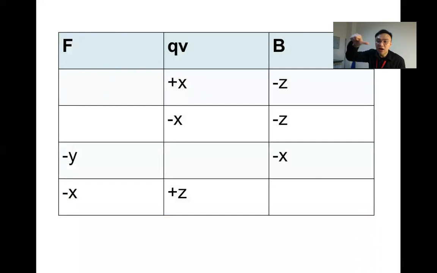So the thumb is going to be the qv. Again, the thumb is going to be the charge. The index finger is going to be the magnetic field, and F will be the magnetic force. Again, they are perpendicular to each other. So if I have X and Z here, I'm looking for the Y. For example, I have positive X. So my qv, which is my thumb, is my X.